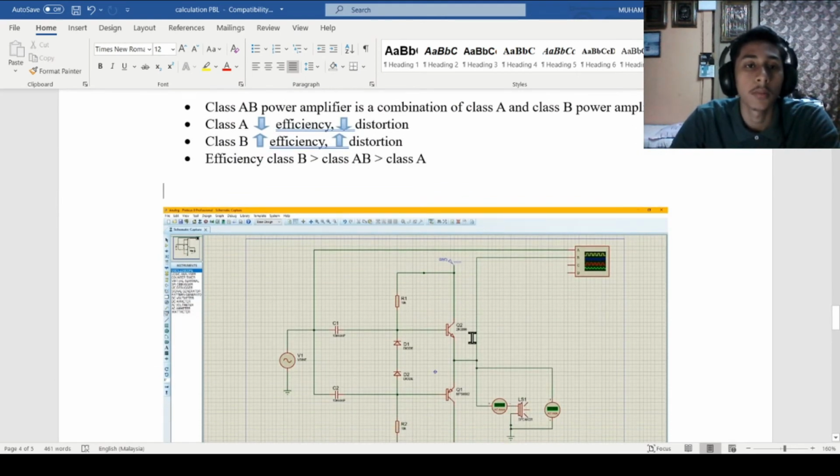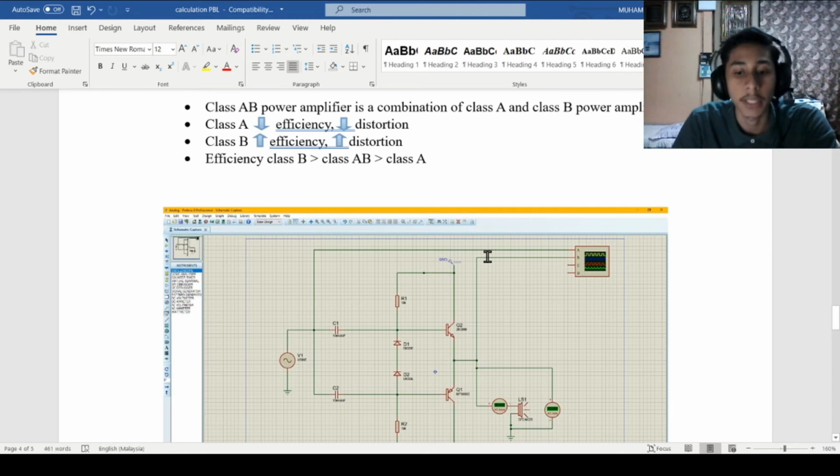Now we will discuss the class AB power amplifier in our PA system. Basically, class AB is a combination of class A and class B power amplifier, while class A has low efficiency and low distortion, class B has high efficiency and also high distortion at the output signal. So we combine class A and class B power amplifier to get a better output signal with higher efficiency. Class AB has higher efficiency than class A but less than class B.